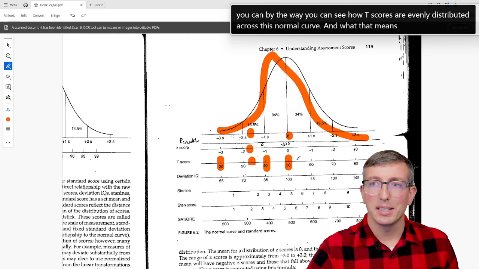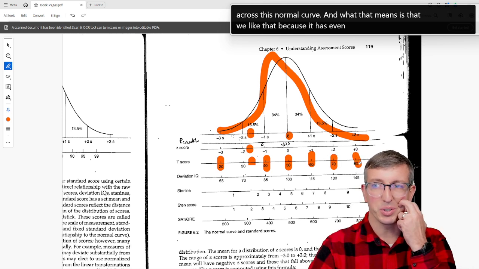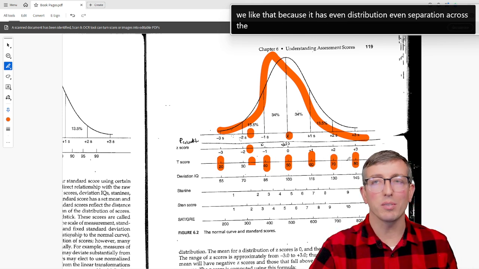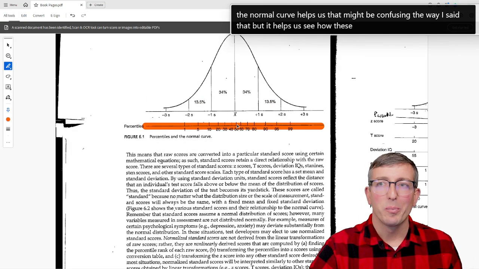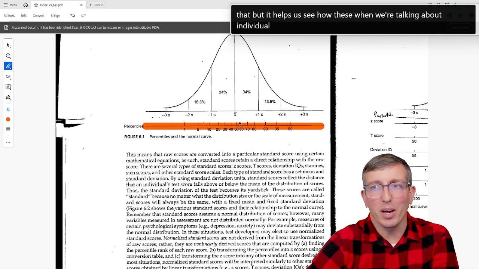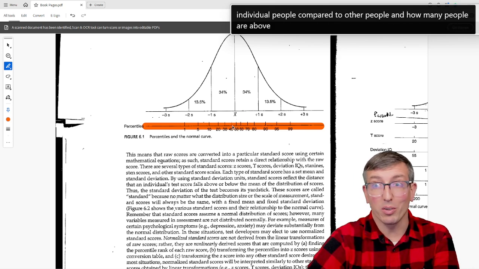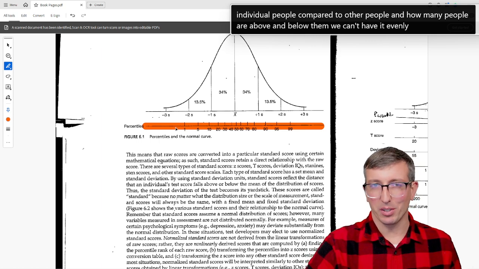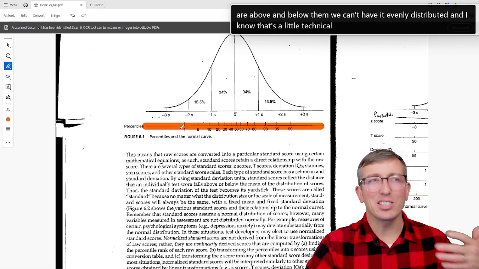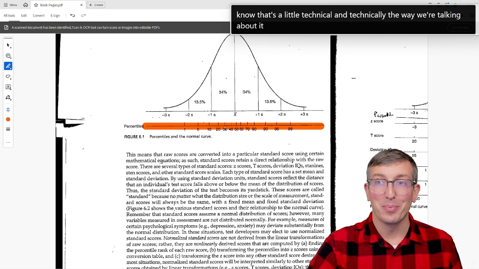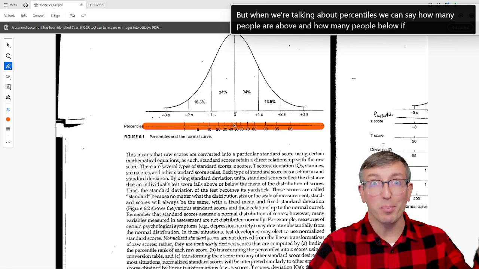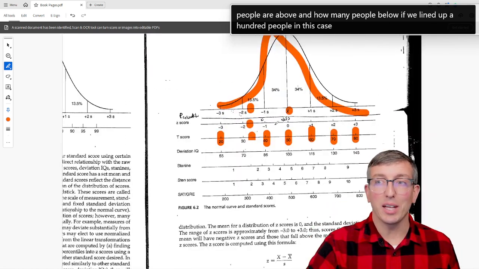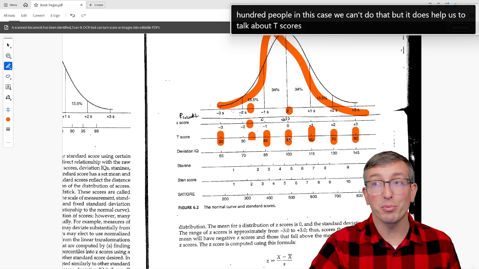And what that means is that we like that because it has even distribution. Even separation across the normal curve helps us. That might be confusing the way I said that, but it helps us. When we're talking about individual people compared to other people and how many people are above and below them, we can't have it evenly distributed. I know that's a little technical. But when we're talking about percentiles, we can say how many people are above and how many people below if we lined up 100 people. In this case, we can't do that, but it does help us to talk about t-scores.